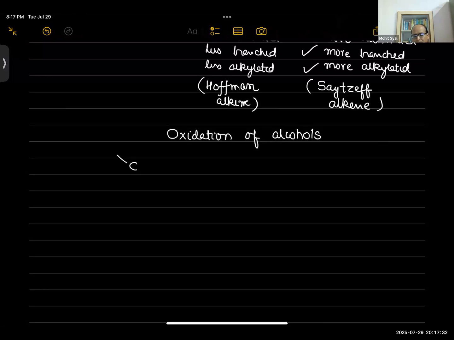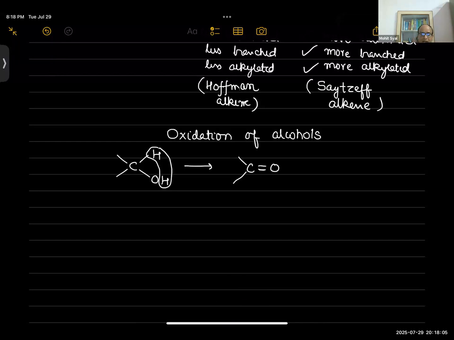So suppose you have an alcohol. Got it? The first step for the oxidation is removal of hydrogen. And you end up with a double bond to oxygen, because you have removed two hydrogen atoms, so you have to form a double bond between the carbon and oxygen. Okay, this is oxidation of alcohols.